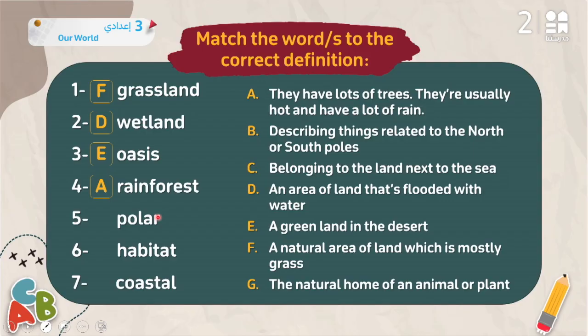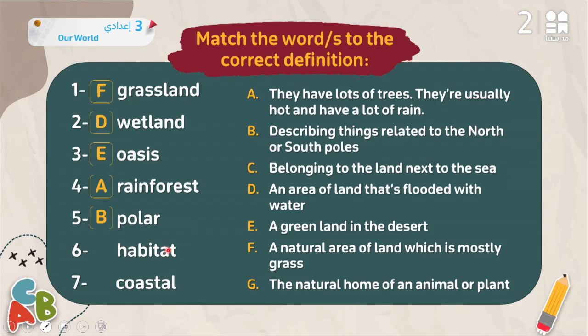Polar اللي هو القطبي, the meaning of polar اللي هو بينتمي للقطب الشمالي أو الجنوبي. So describing things related to the north or south poles. The meaning of habitat, قلنا habitat اللي هي الموطن أو البيئة الطبيعية اللي بينتمي ليها الحيوان أو النبات. So habitat is the natural home of an animal or plant.